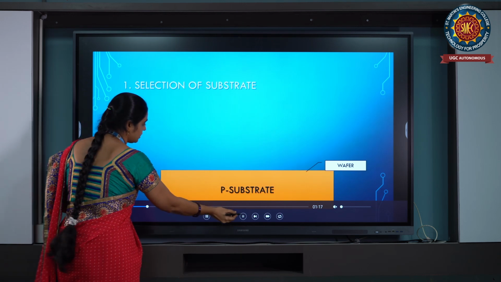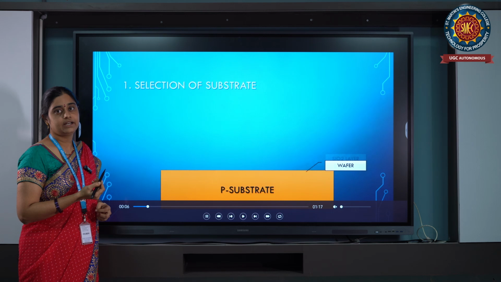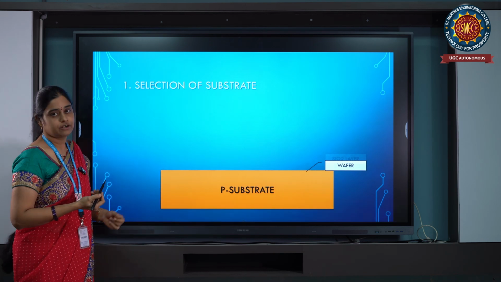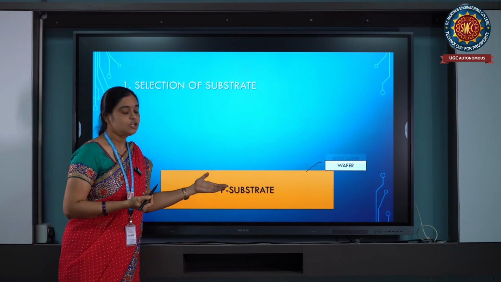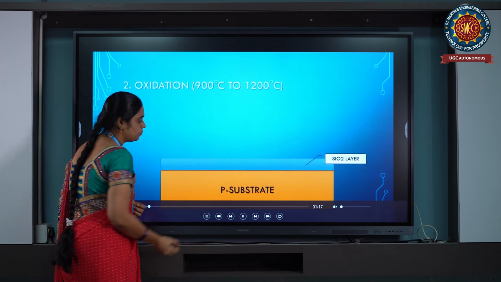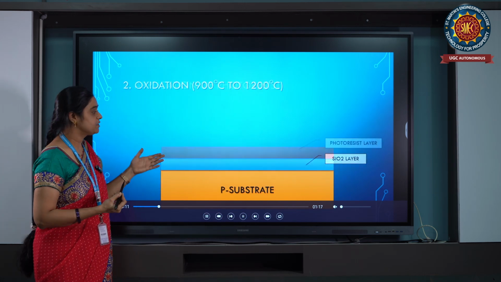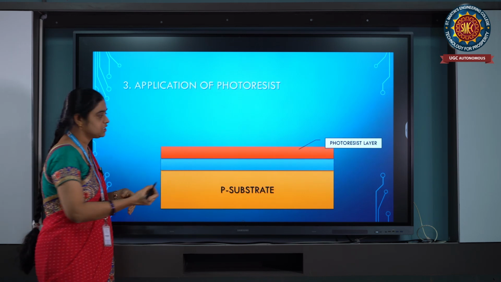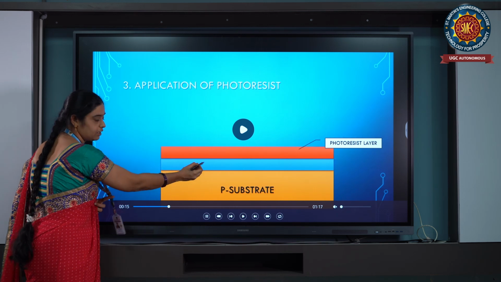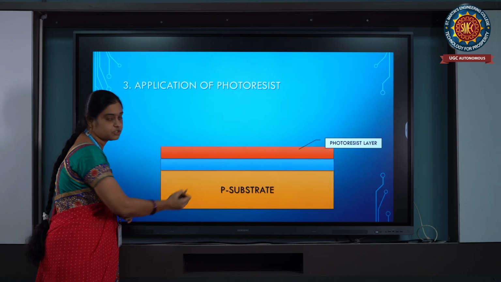Let us see the first step. This is our first step, in which we have selected a substrate. What is our substrate here? P substrate. We have selected the P substrate, right? So this is our silicon wafer. And coming to our next step, you see in this video, we have placed a silicon dioxide layer. The purpose of the silicon dioxide layer is that it is protecting the substrate. So this blue color silicon dioxide layer is protecting our P substrate here.